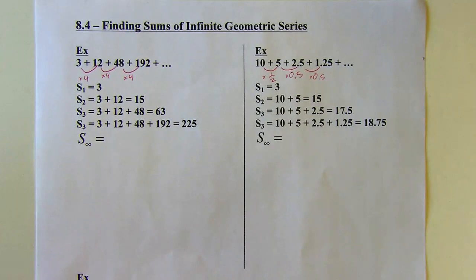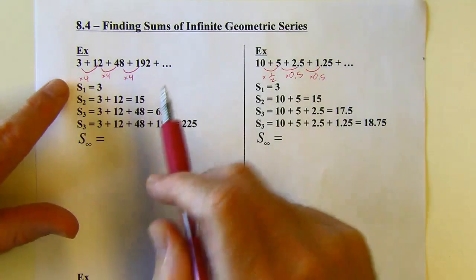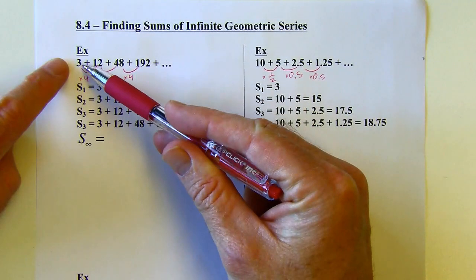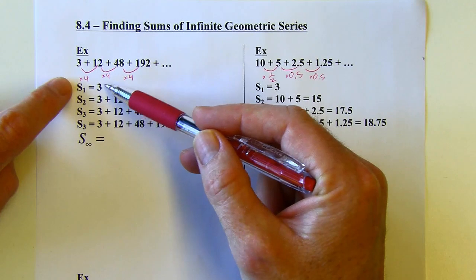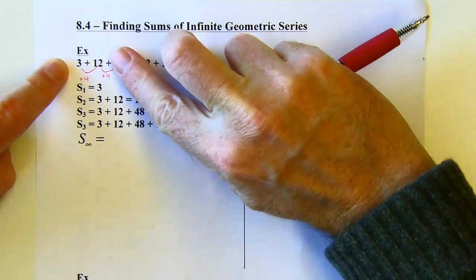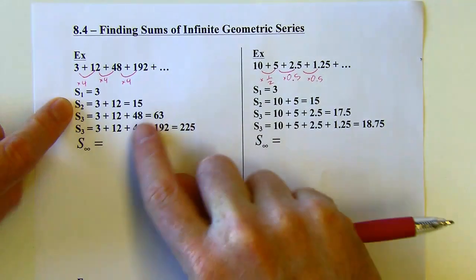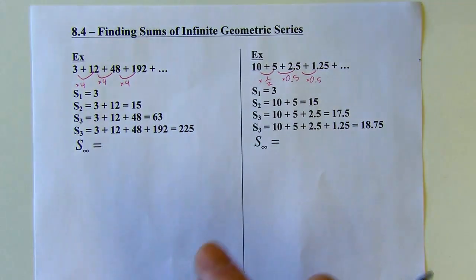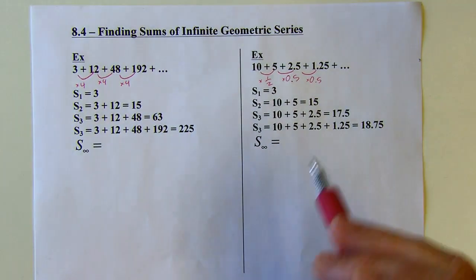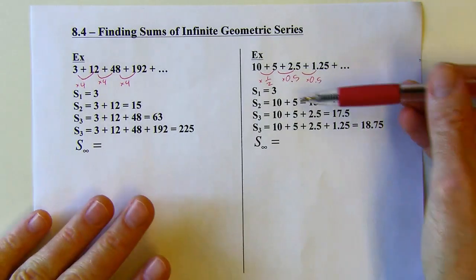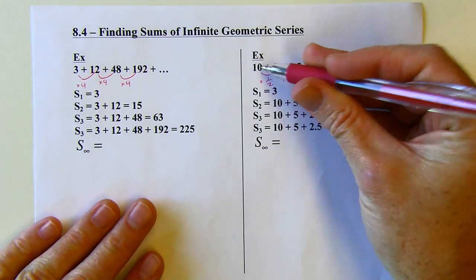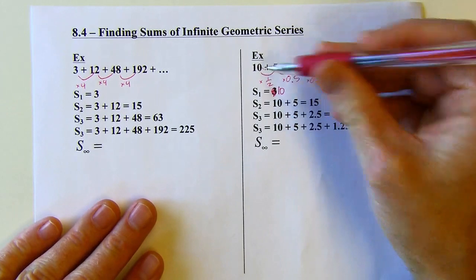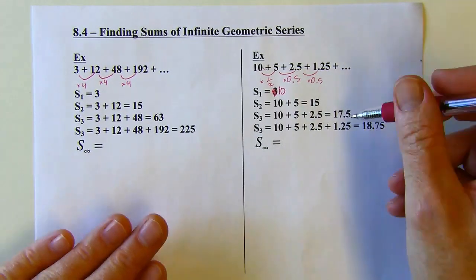Okay, so I'm going to look at the sums of these series. If you're asked for the sum of the first term, that's just 3. And if you ask for the sum of the first two, that would be 3 plus 12 is 15, and so forth. And we get 63 and 255 as we keep adding more and more terms. We've got the same kind of thing over here, except I've got a typo there. This should be 10, not 3, because the first term's 10. So 10 plus 5 is 15, and so forth.